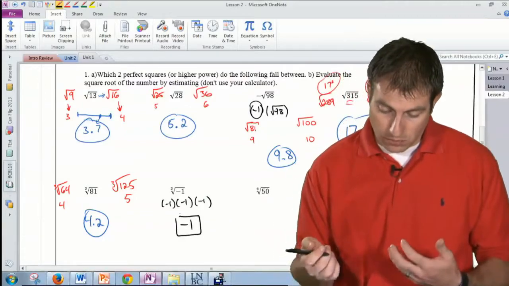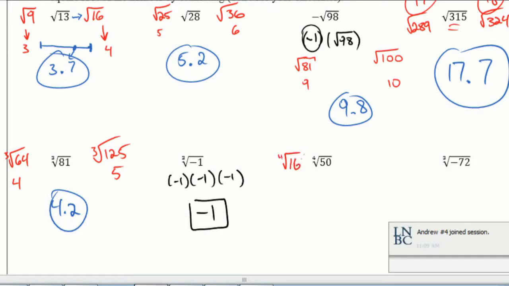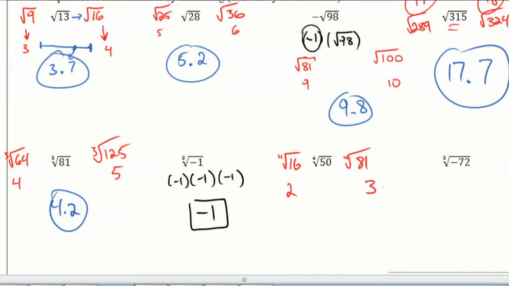The next one is the fourth root of 50. Looking at our table from above, we have the fourth root of 16 and the fourth root of 81. The fourth root of 16 is going to give us 2, and the fourth root of 81 is going to give us 3. 50 is maybe a bit closer to the 81. So if I were going to estimate that, I would probably say 2.6 or 2.7, something along those lines.